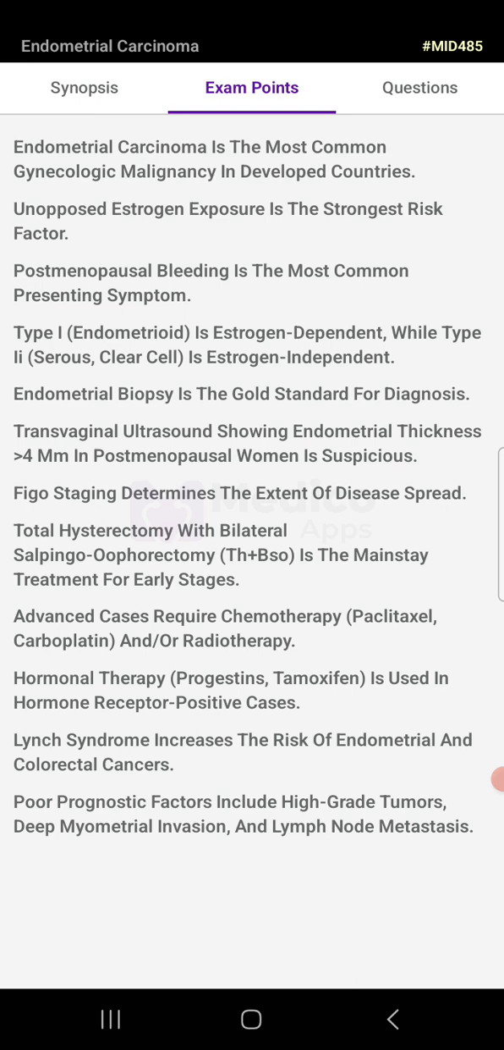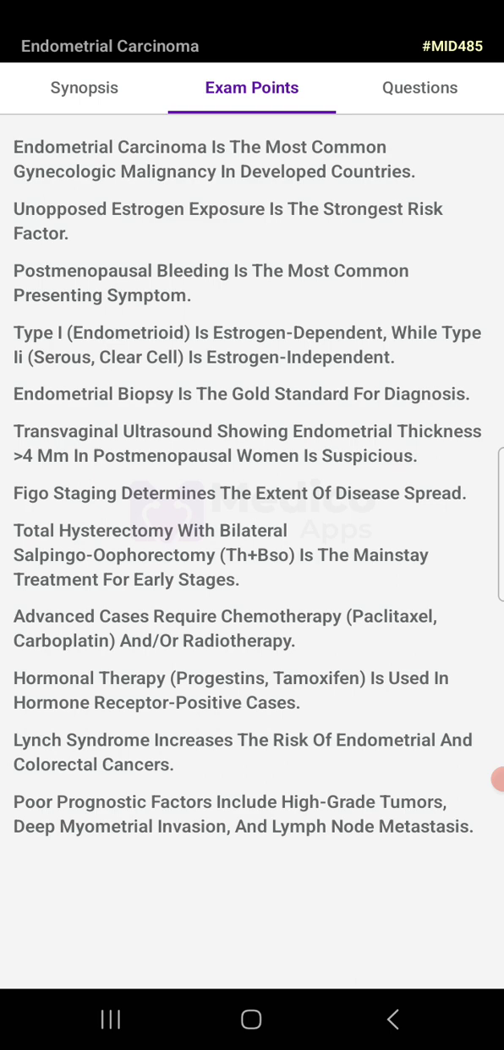Endometrial carcinoma is the most common gynecologic malignancy in the developed countries. Unopposed estrogen exposure is the strongest risk factor. Postmenopausal bleeding is the most common presenting symptom. Type 1 endometrioid is estrogen dependent, while type 2, serous and clear cell, is estrogen independent.